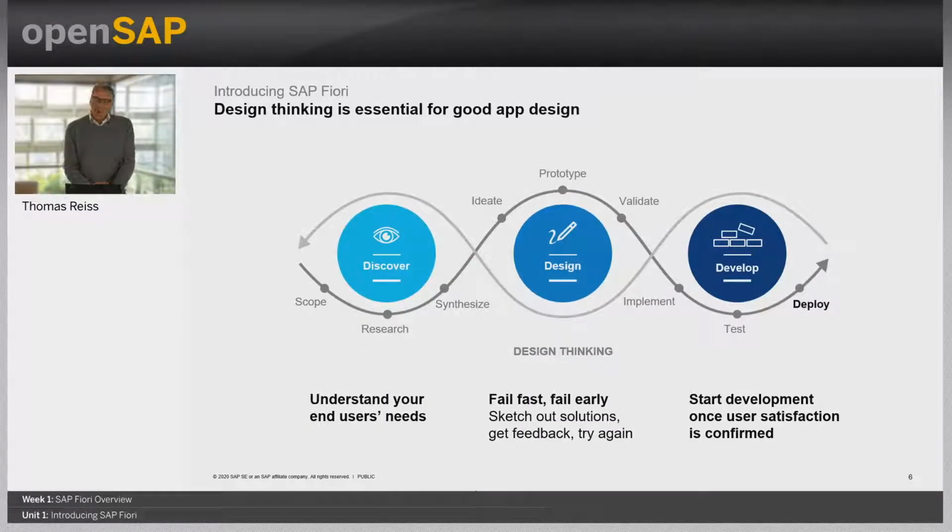So how to go about actually designing a good app? Well, the approach that is absolutely essential is design thinking. And you might have heard of design thinking, but design thinking is basically very simple from the idea. Of course, it can be quite demanding to do it right. But basically, the main principle is that you use it to understand your end users' needs.